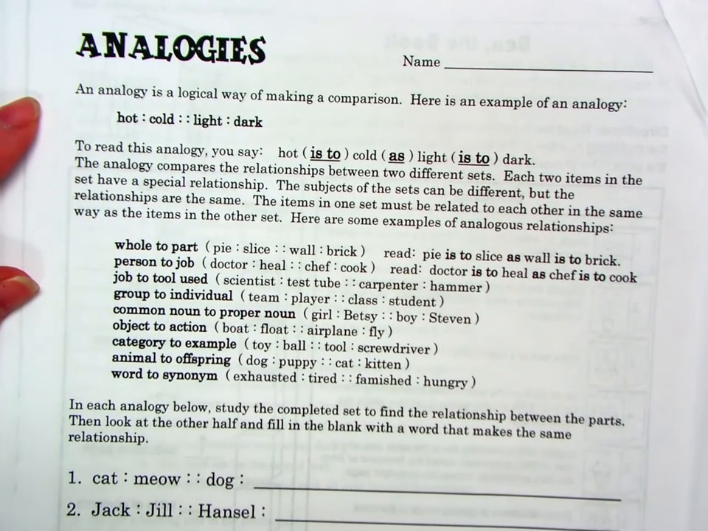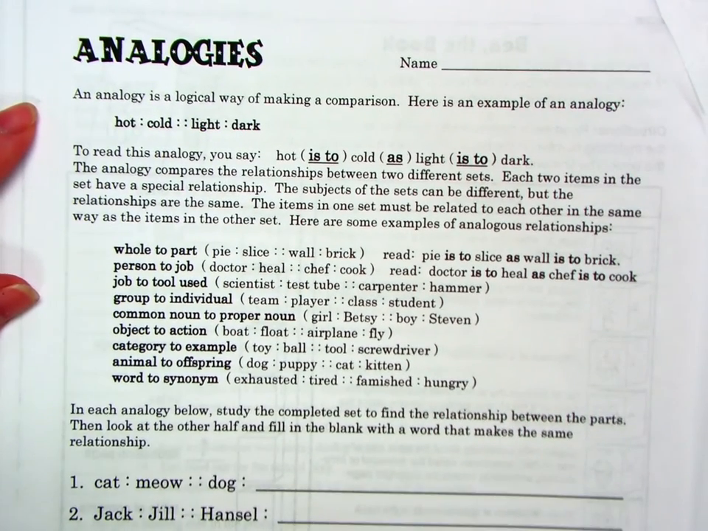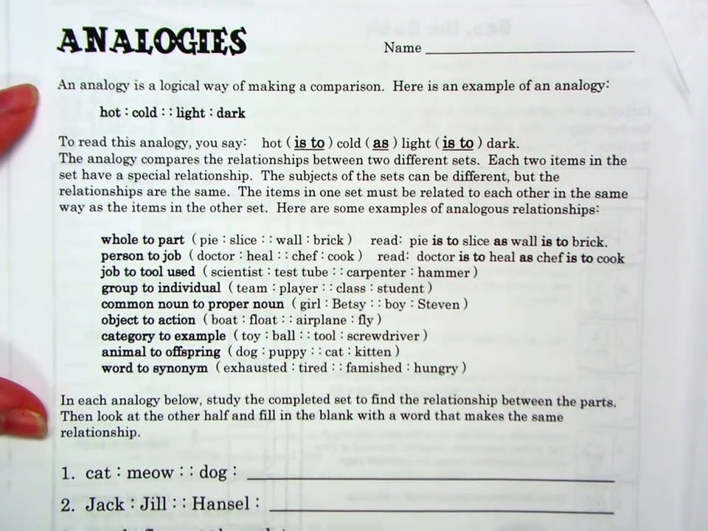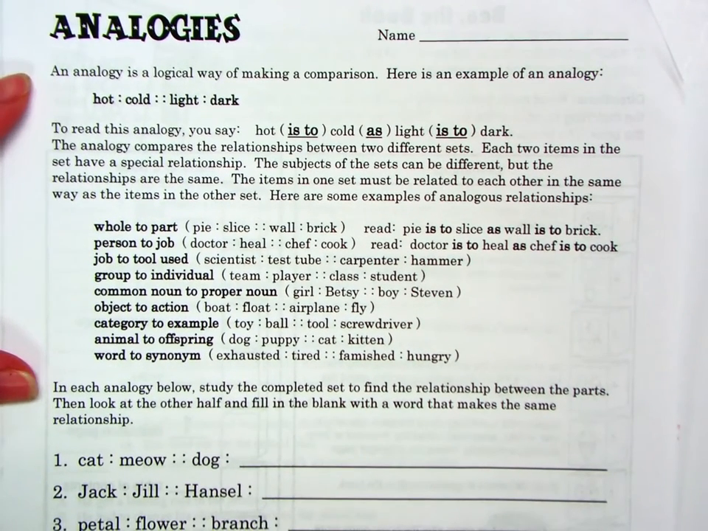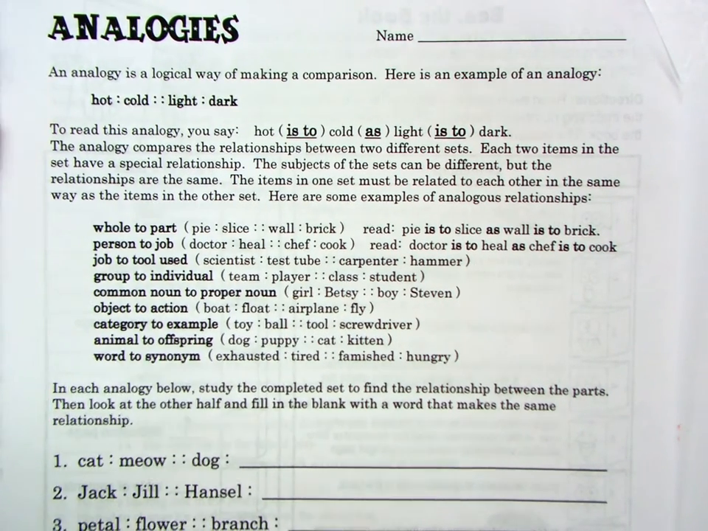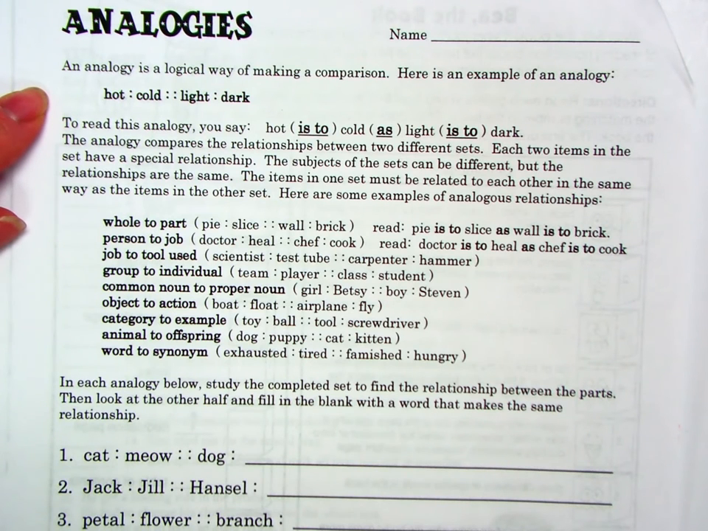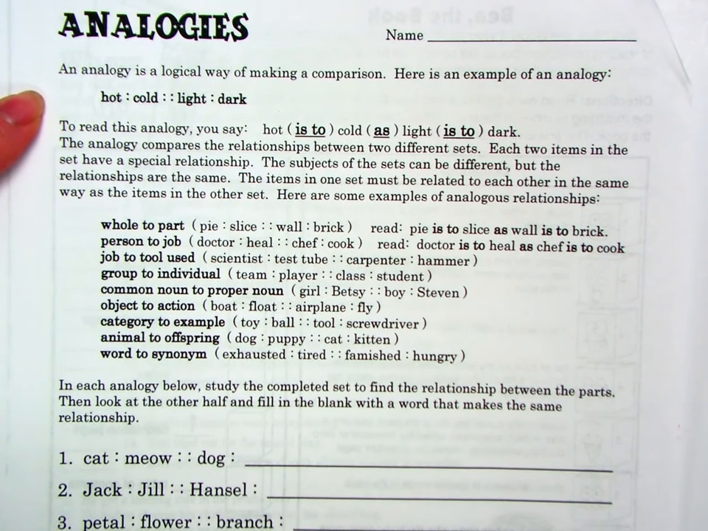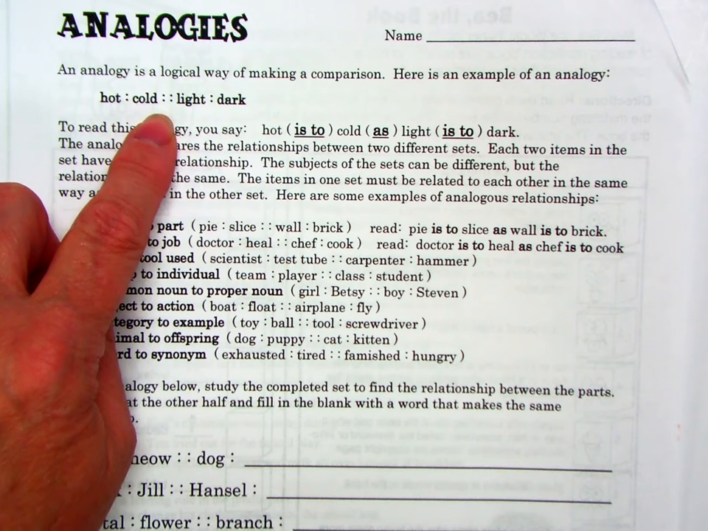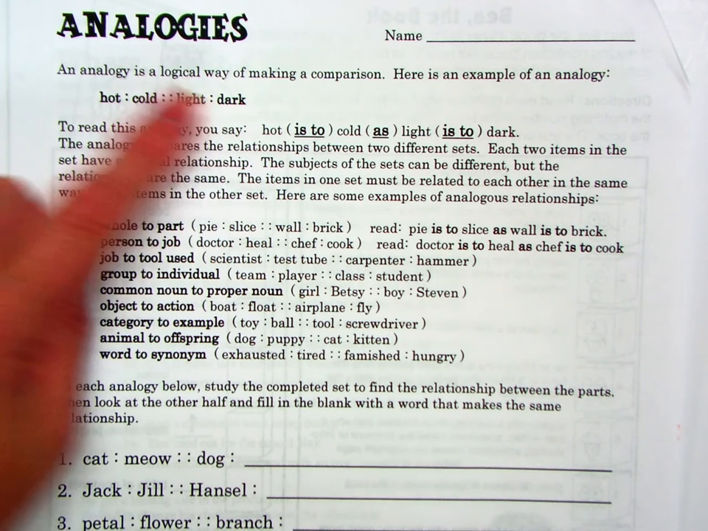We're going to be doing 2 pages about analogies today, and the top half of this page explains to you what analogies are. I'm going to read over it with you, but if you're still confused, you can read over it as many times as you want to. An analogy is a logical way of making a comparison. Here's an example of an analogy. Hot is to cold as light is to dark.